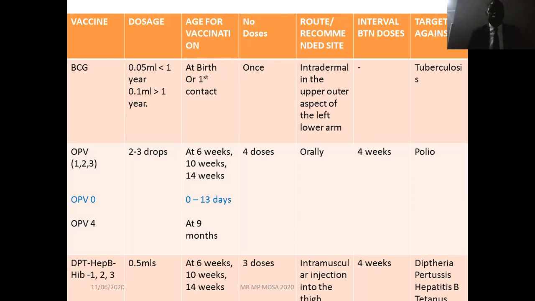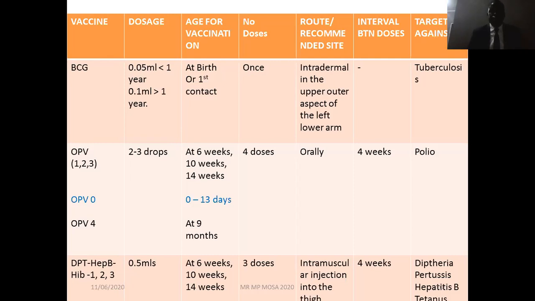The second vaccine that we also have to discuss is OPV. It is given as 2 to 3 drops. It is given at 6 weeks, 10 weeks, and 14 weeks. Number of doses, someone has to get 4 doses. Then route, it is given orally. Interval between the doses is 4 weeks. The oral polio vaccine is given to prevent someone from polio.